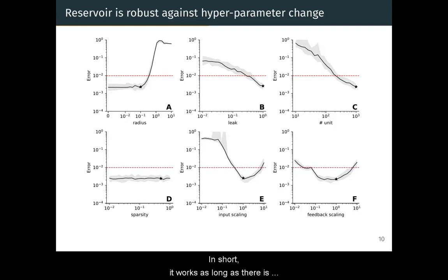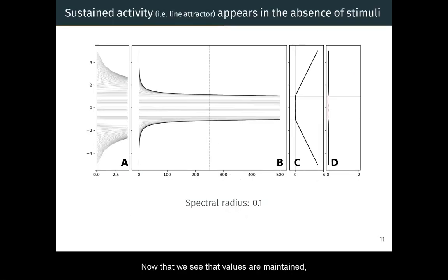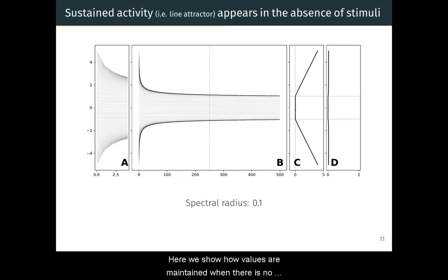We can see that there is a wide range of parameters where the gating works. In short, it works as long as there are enough neurons in the reservoir, as long as the spectral radius is not too big, and as long as the input and feedback scaling are neither too big nor too small. Now that we see that values are maintained, the question is, how are they maintained? Here we show how values are maintained when there are no inputs disturbing the system.